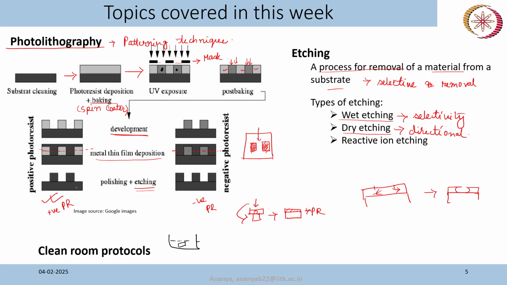That means positive photoresist becomes soft or soluble when exposed to light, and negative photoresist will become hard when it is exposed to light. Okay, you can look if you want to see. There are examples of different positive photoresists and different negative photoresists, so you can search.